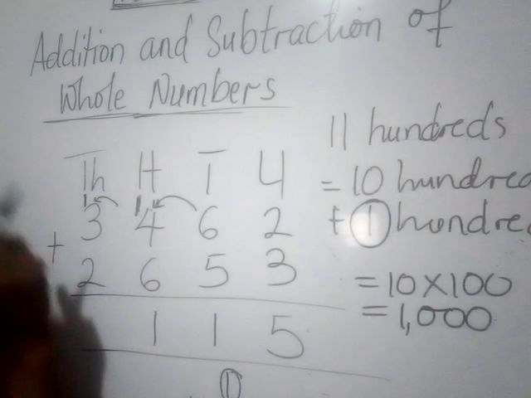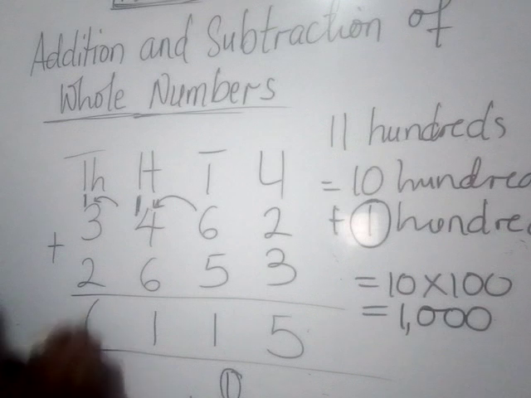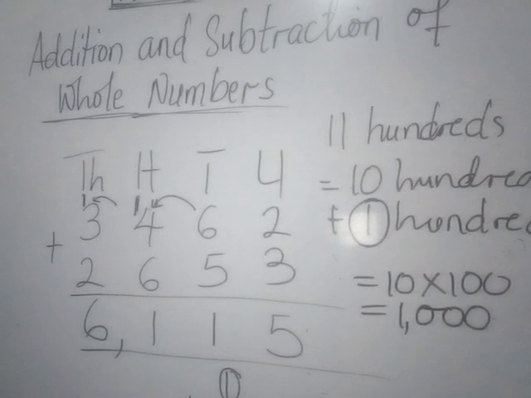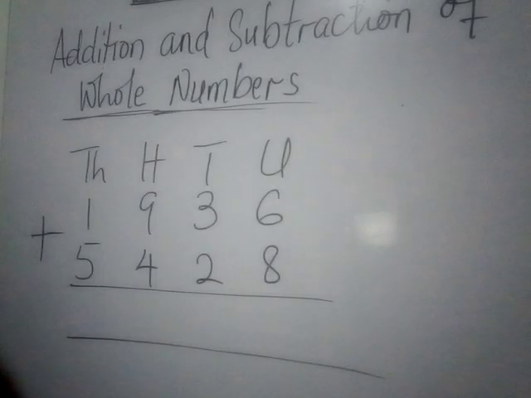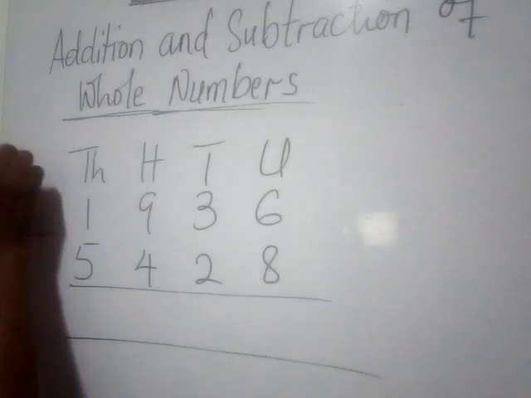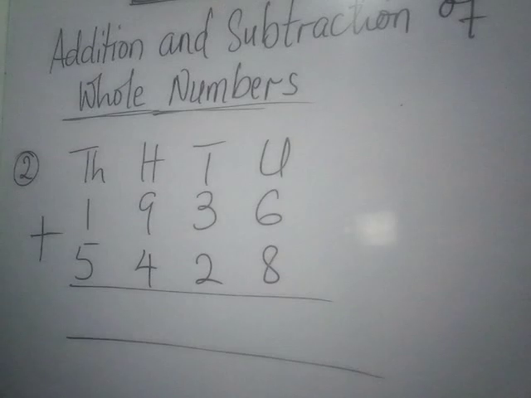1 plus 3 is 4. 4 plus 2 is 6. So our answer is 6115. This is an example of addition with regrouping. Okay, let's take one more example in this category. So another example of addition with regrouping is what we have right here on the board. This is our second example.